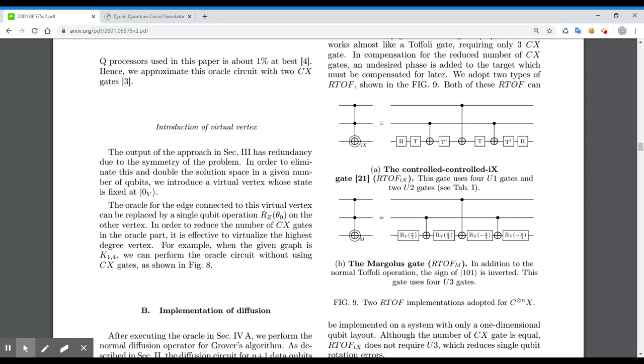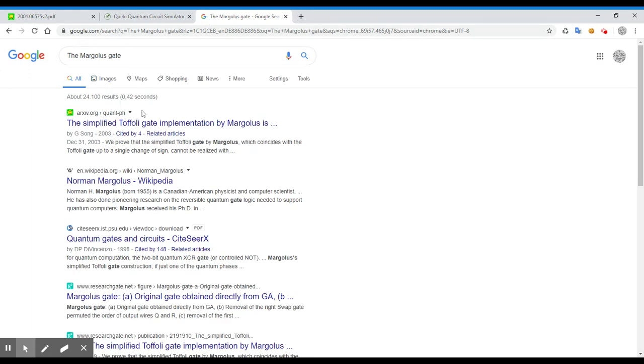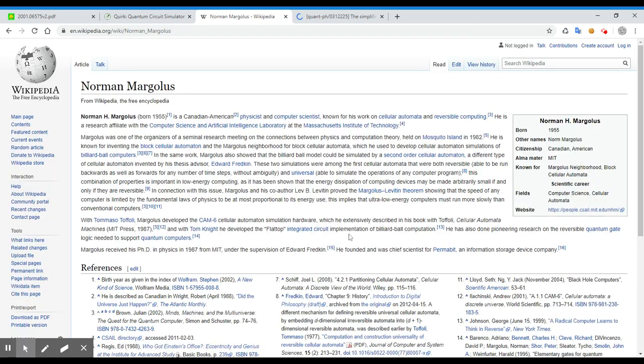with the controlled-X and the Margolus. So that has a name, the Margolus gate. Interesting. The Margolus gate, 2003. That's interesting.